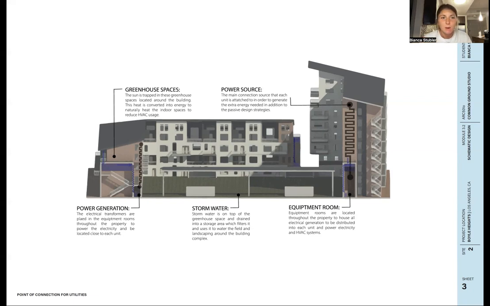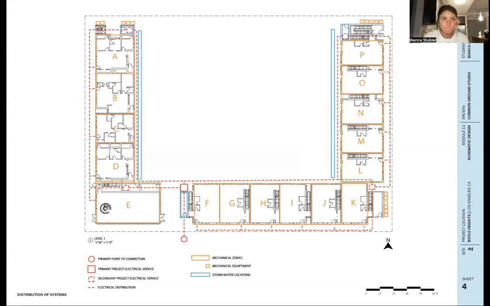And then greenhouse spaces, which you talked about, and the power sources. So then the distribution of systems, in red, I show my electrical things, so where everything is connecting. So my primary point of connection is on that street right there. And then the primary electrical service is right on site, and that's what connects to all the secondary electrical services. So I have 4 secondary ones that are on both sides of each building. So there's 2 power sources for that, and then the one large one.